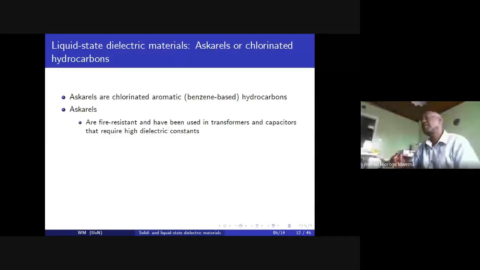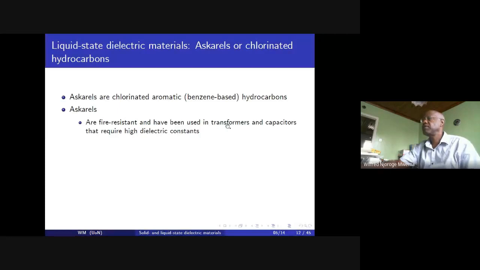The chlorination usually brings in this problem of ozone layer depletion because of the chlorinated hydrocarbons, causing that kind of issue with the ozone. They react with the ozone in the atmosphere, and they have led to a break in the ozone layer in the upper atmosphere.